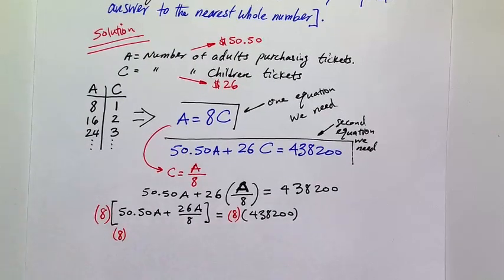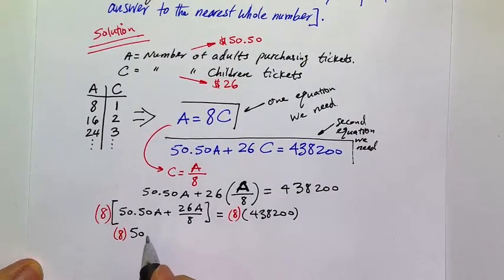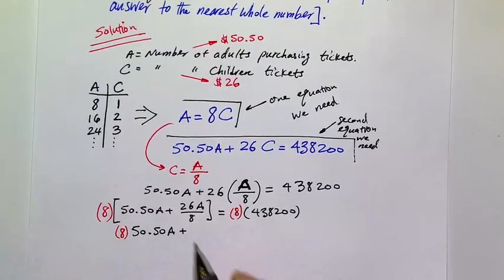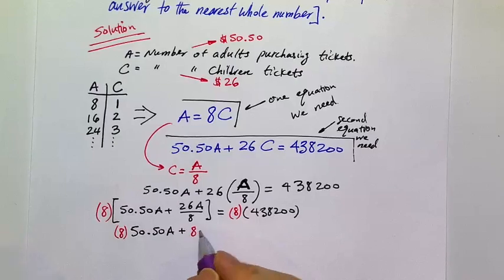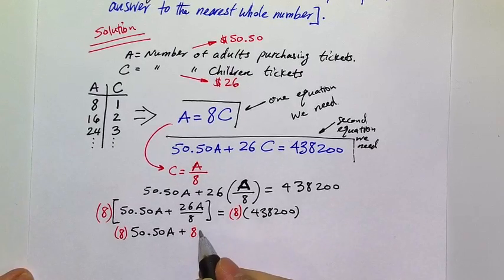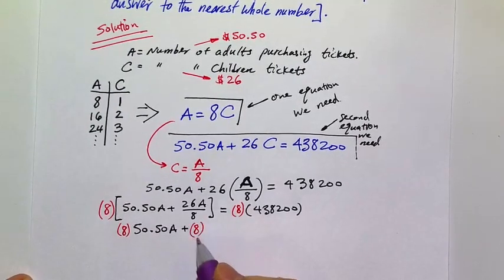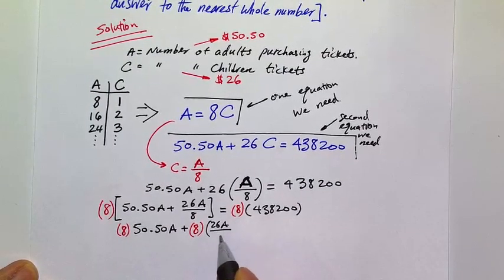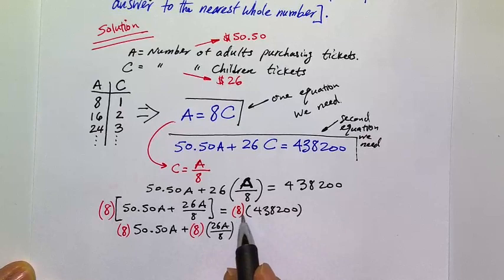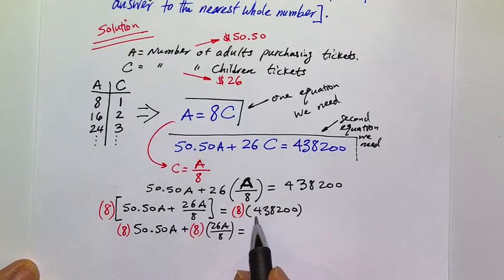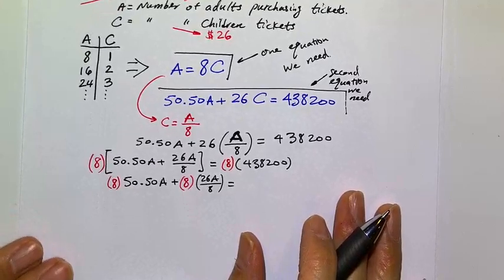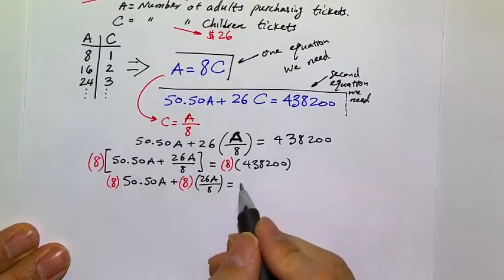So 8 times 50.50A plus 8 times 26A over 8 equals 8 times all of that, 438,200 gave me this value. Please double check these numbers.